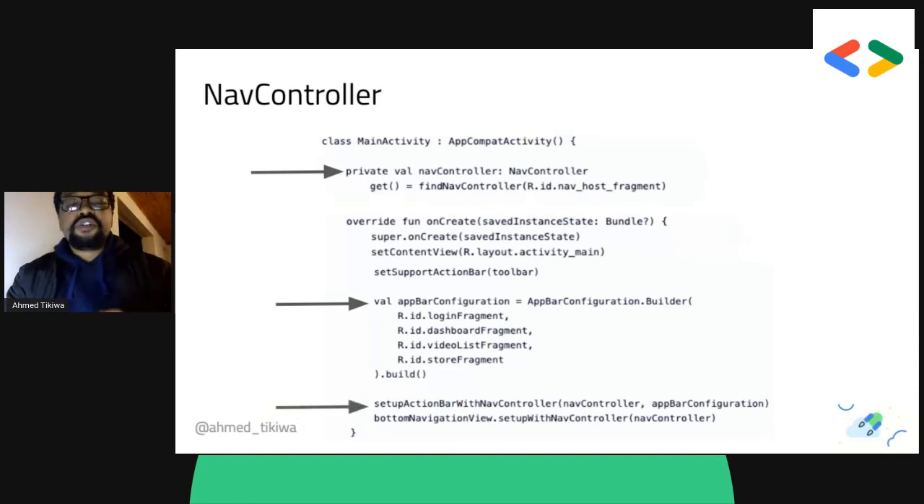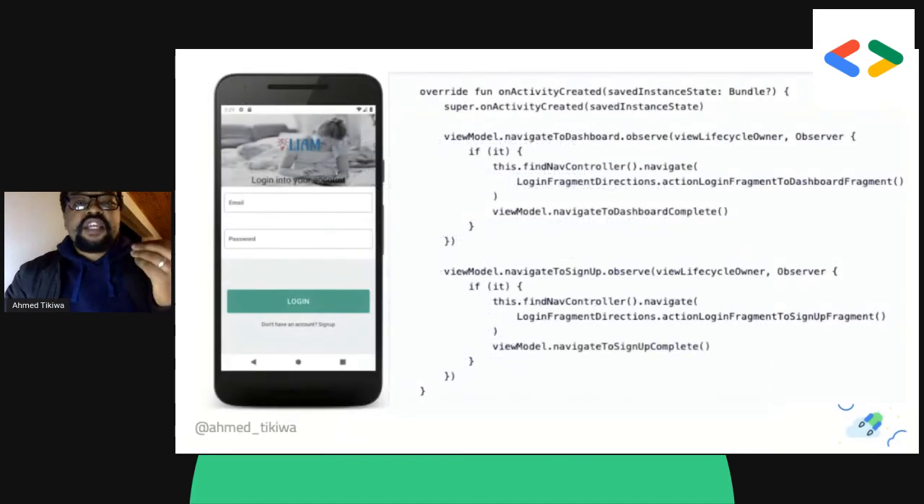And then you set up action bar with nav controller, passing in the nav controller and the app bar configuration in order for you to be able to have this set up within your main activity. And then for the bottom navigation view, you also need to give it the nav controller so that the two can actually work together. So this is where you pass in the nav controller as the argument there. And then on activity created, going back to when I mentioned that I needed to pass in the navigation information, this is where I'll now come back to this.